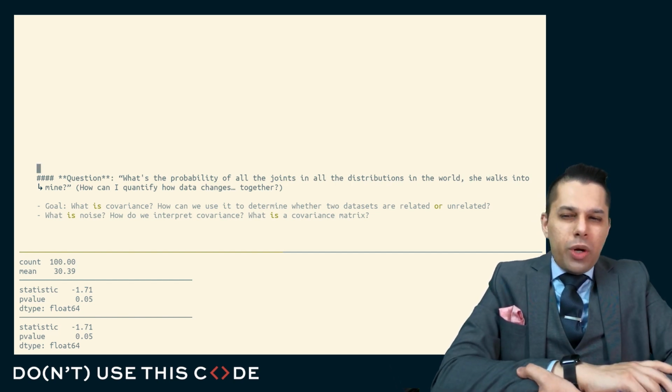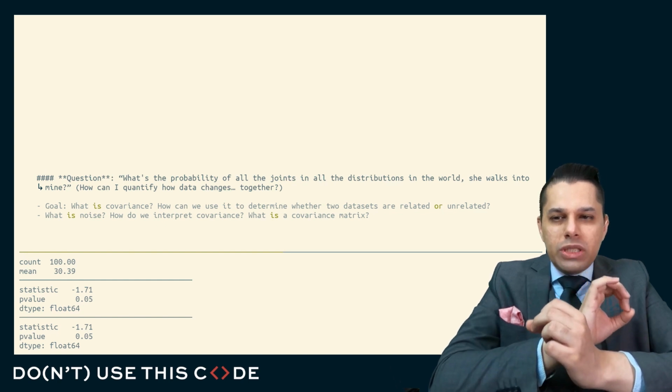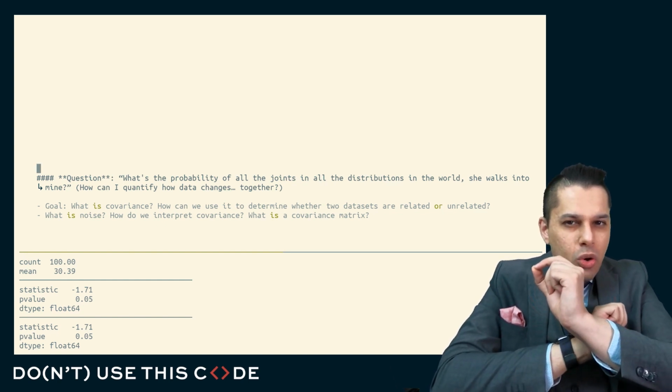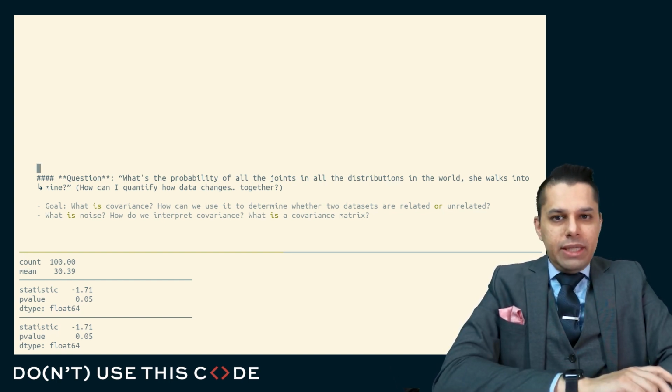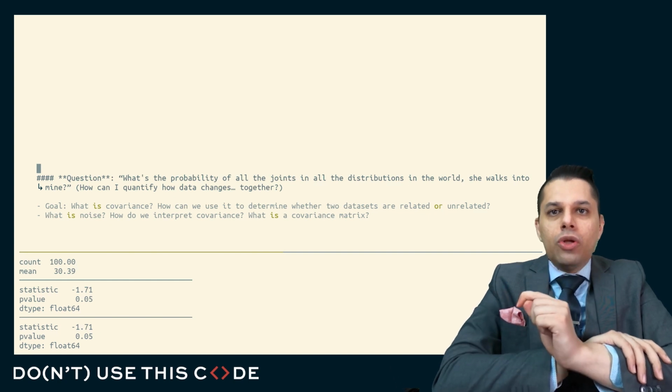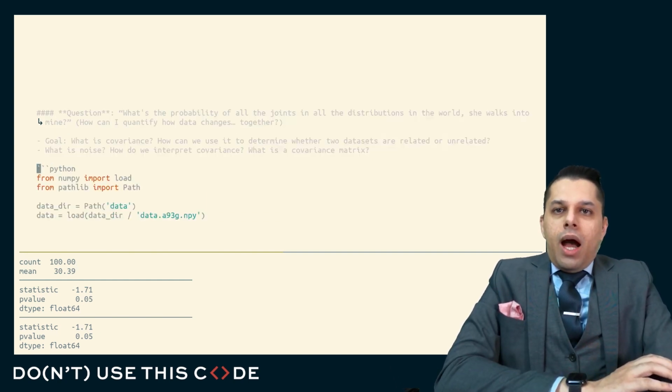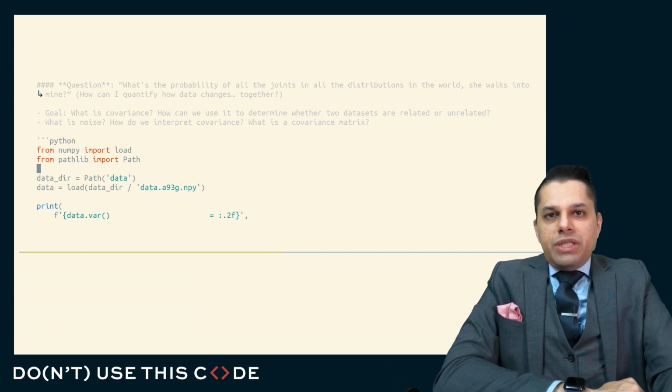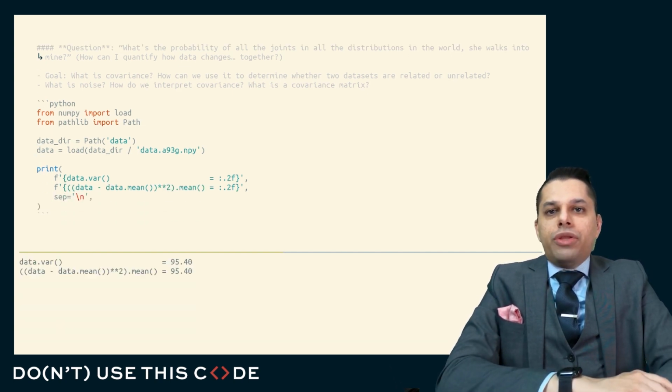And in this question, we're going to talk about quantifying how data changes together. Now, we're not quite at the point where we're talking about predicting things, but this is a small and critical building block. I want to remind you of one of our summary statistics, called the variance.